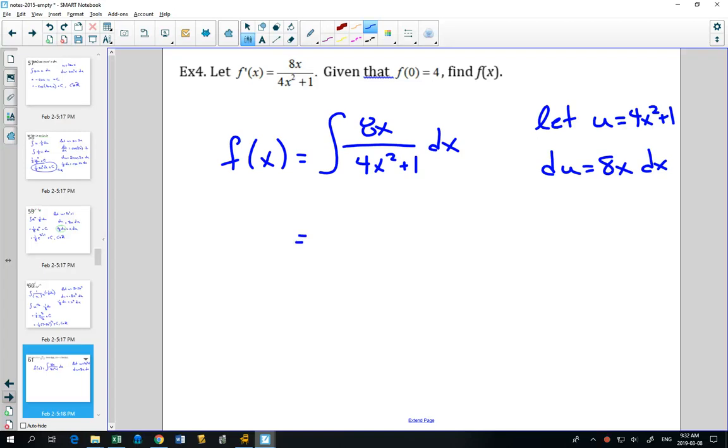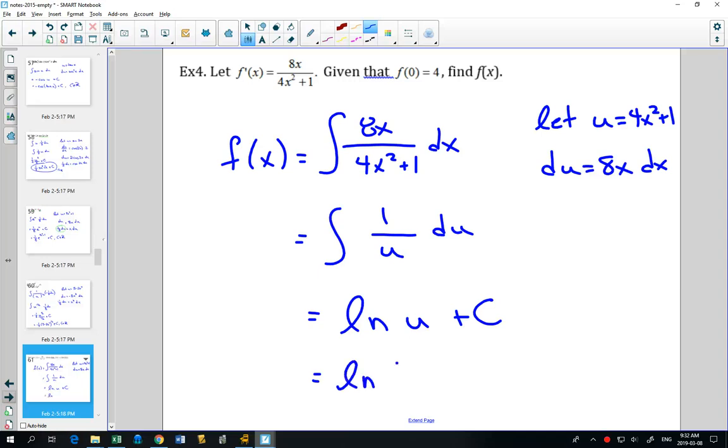At this point, substituting in, I'm going to have the integral of 1 over u du, which is going to be the natural log of u plus c. Which, if I substitute back in, is the natural log of 4x squared plus 1 plus c.